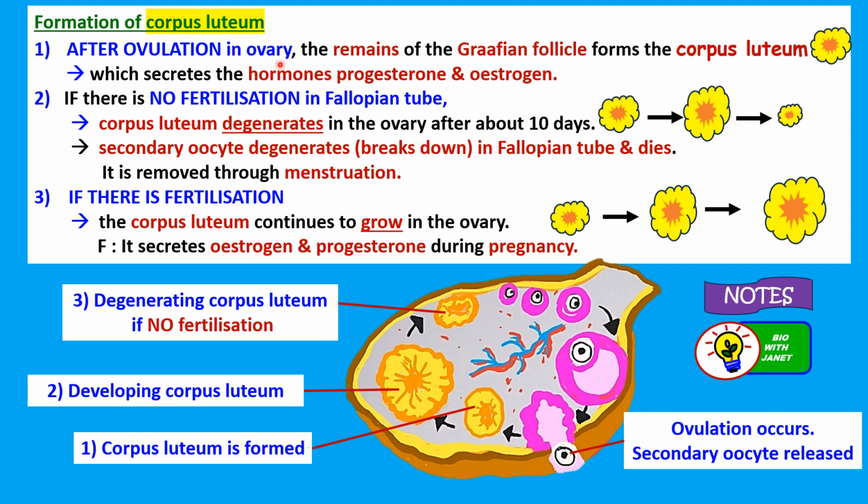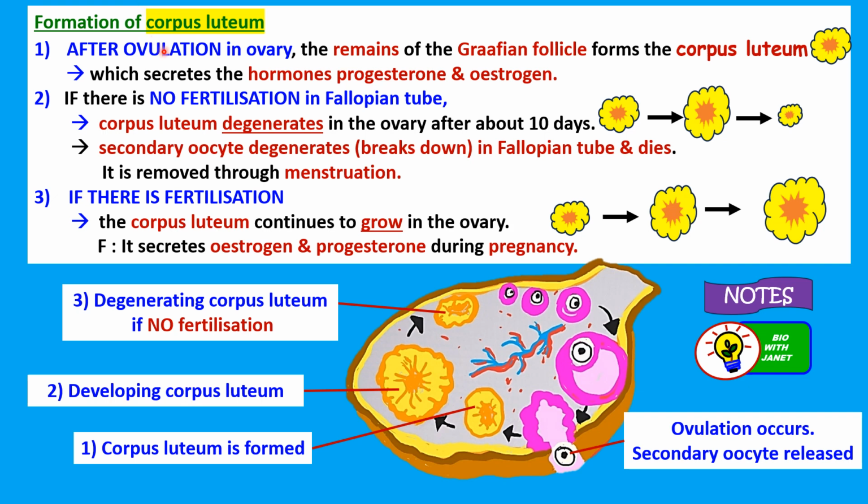Now, after ovulation in the ovary, the Graafian follicle will have some remains, the leftover parts of the Graafian follicle. So the remains of the Graafian follicle, as seen here, the pink structure here, then forms the corpus luteum, right? So corpus luteum actually means yellow body. Corpus is body, luteum means yellow. Okay, so it looks something like that.